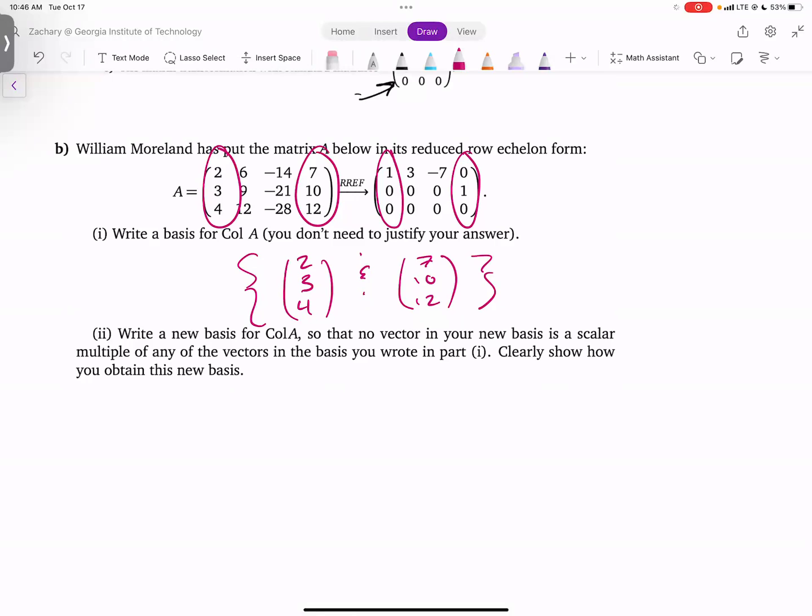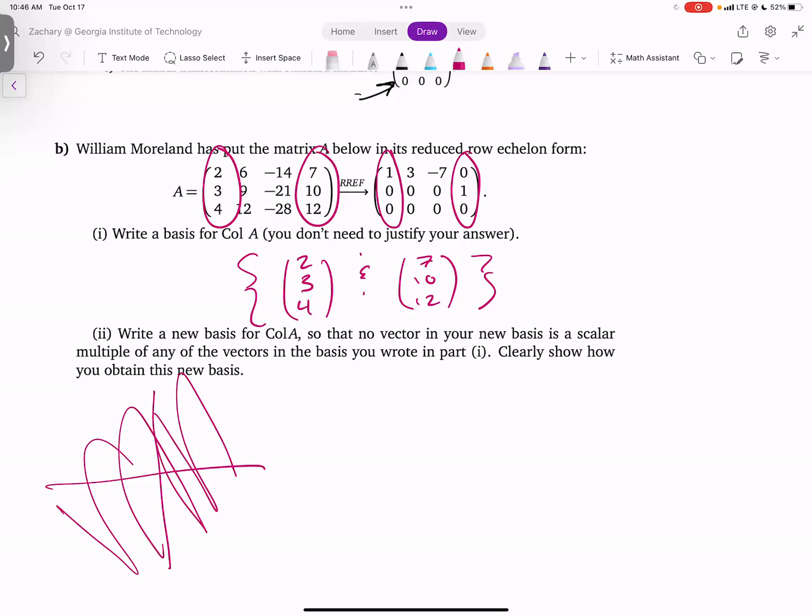And then write a new basis for column space of A so that no vector in our new basis is a scalar multiple of any of the vectors in the basis that you wrote in part 1. So a way you can kind of picture this is if we're in R2, we span all of R2, okay? This vector and this vector span R2, but so do this vector and this vector, or this vector and this vector. All of these pairs span R2. So this is just asking to find a different pair that still spans the plane created here.